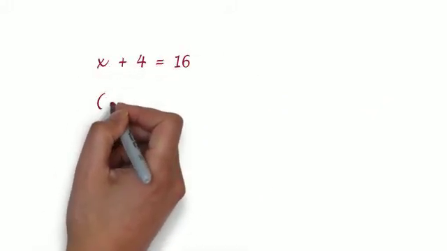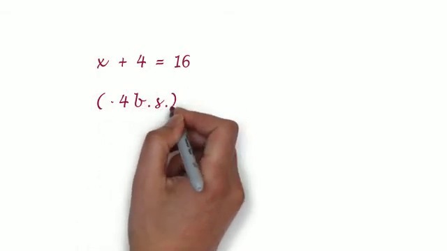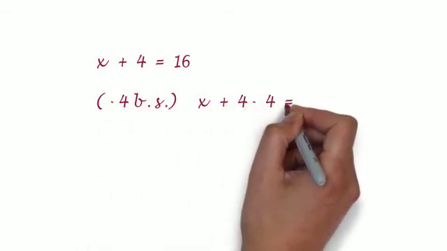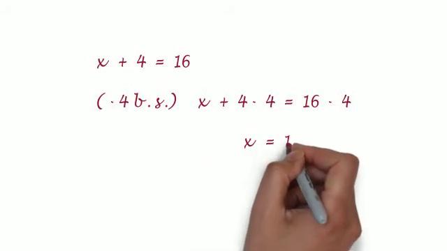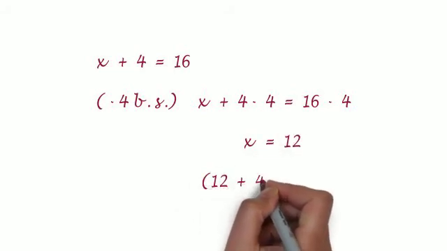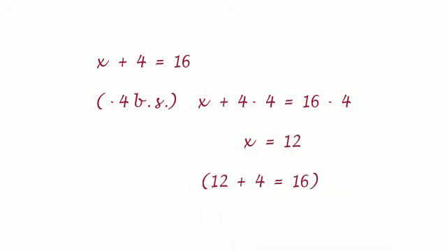x plus 4 equals 16. There's only the plus 4 to be undone. Subtracting 4 both sides, we get that x equals 12. If I substitute x equals 12, 12 for x, then I see that 12 plus 4 equals 16. So x equals 12 is the solution to the equation.